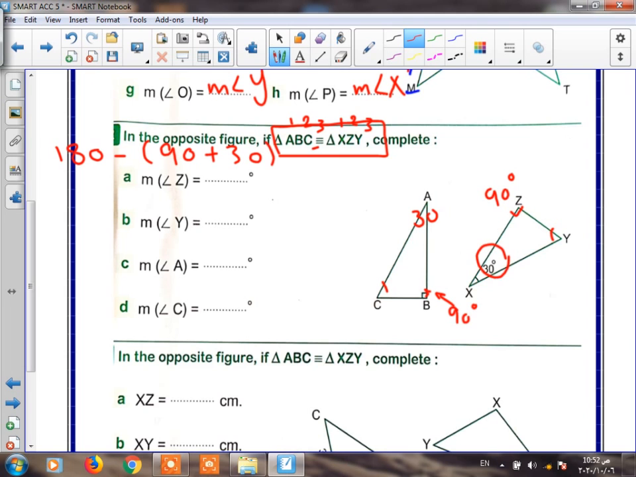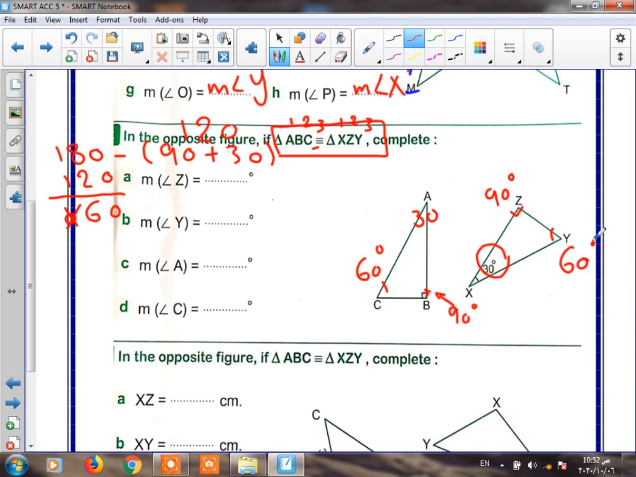So how can I get the third angle of any triangle? 180 minus open bracket 90 plus 30. The sum of 90 and 30 equals 120. And then 180 minus 120, 0 minus 0 is 0, 8 minus 2 is 6, so the third angle will be 60 degrees. So angle C equal to angle Y equals 60 degrees.